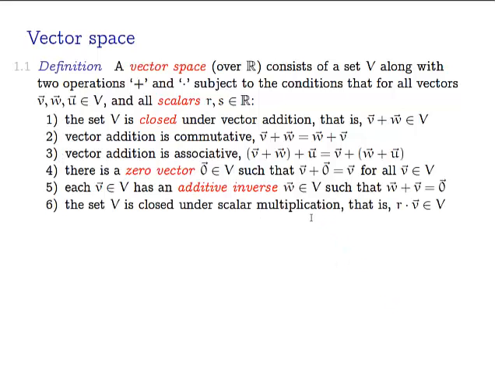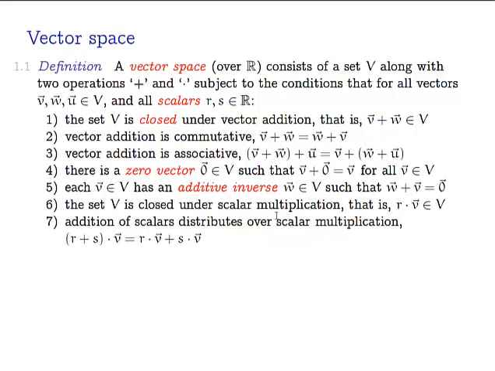The set V is closed under scalar multiplication. Notice that this multiplication involves two different types of objects. It involves a scalar, which is an ordinary real number, times the vector. And scalar is very descriptive, because what a scalar does is it scales the vector. If I have a vector and I multiply it by 2, that means I'm scaling it up by a factor of 2. If I multiply by a half, I'm scaling it down by a factor of 1/2. If I multiply it by -1, I'm scaling it in the opposite direction.